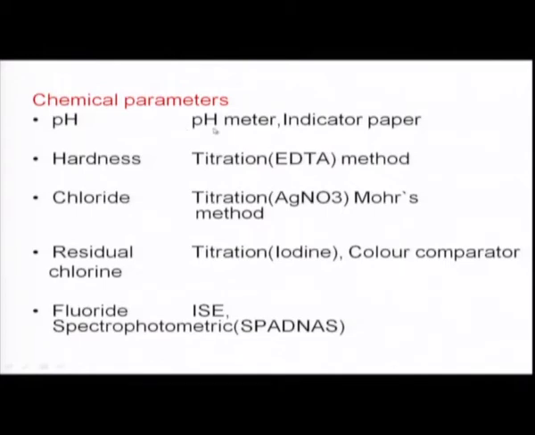where a glass electrode is used. Here, instead of the glass electrode, you use a fluoride ion selective electrode. Usually this is made up of lanthanum based material, and lanthanum has an affinity for fluoride. Immediately there will be a potential difference between this solution and the ion selective electrode. The potential difference is measured.